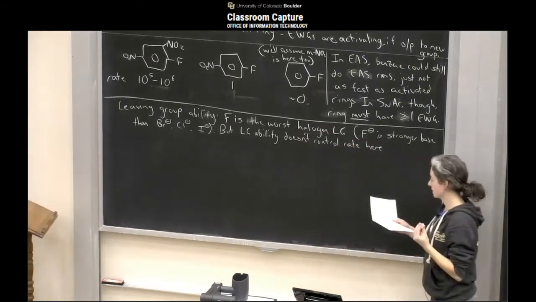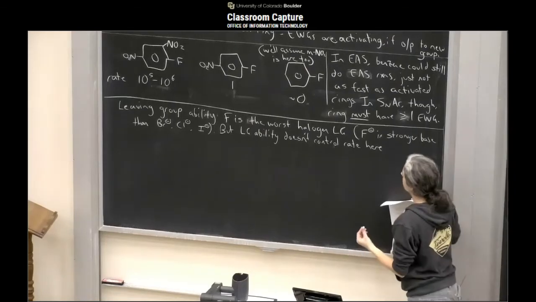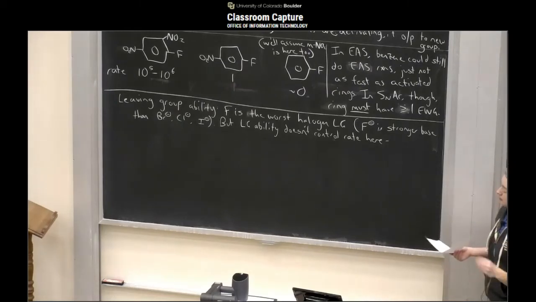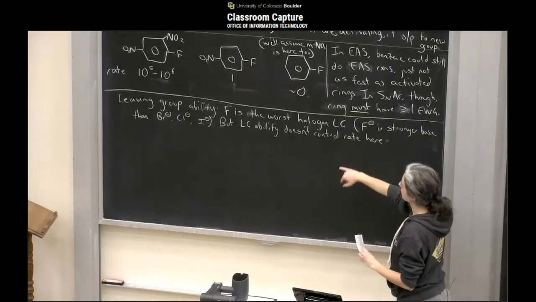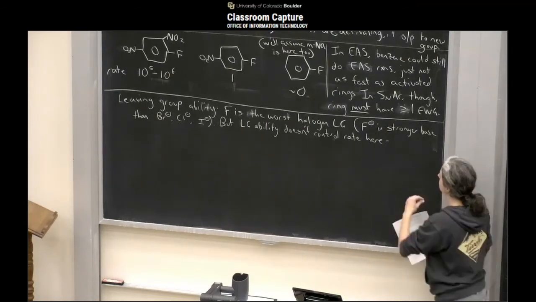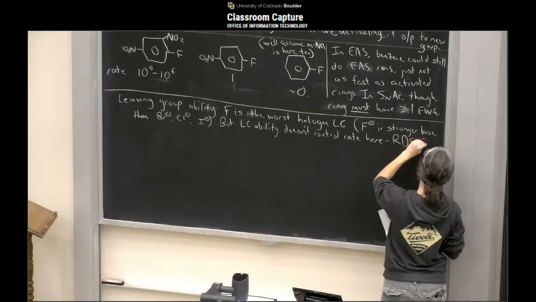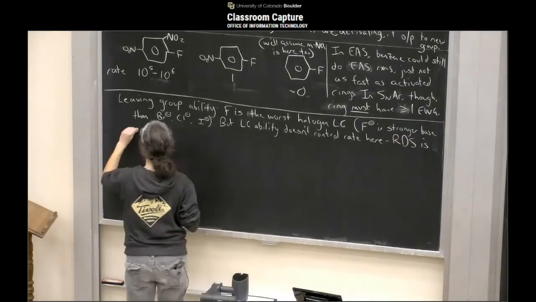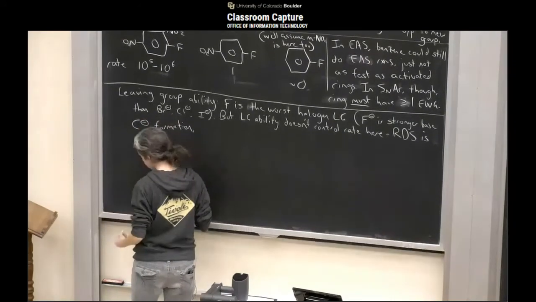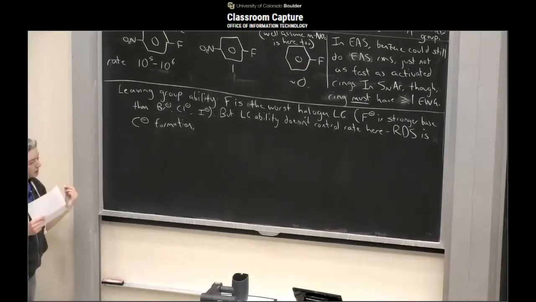Because if you remember the mechanism, which I can draw back up in a second here, by the time the leaving group gets kicked out of the ring, the rate has already been set. So the rate determining step is actually formation of the carbanion. And so the more you can stabilize the carbanion, the faster that's going to go. Turns out, having the fluorine on the ring is actually going to be more stabilizing because it's more electronegative.